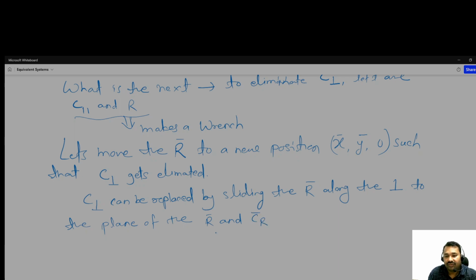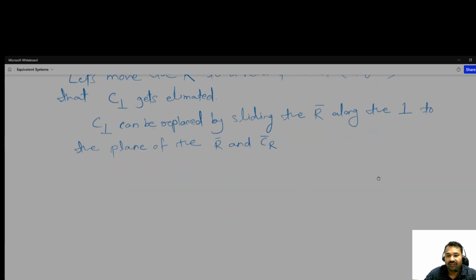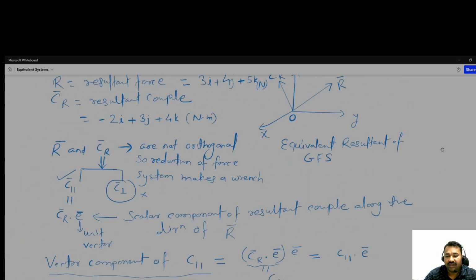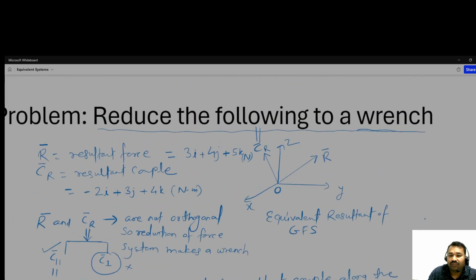So we can refer here to the figure. Where does the perpendicular of R lie? R lies in the Y and Z plane. So what will be the perpendicular?